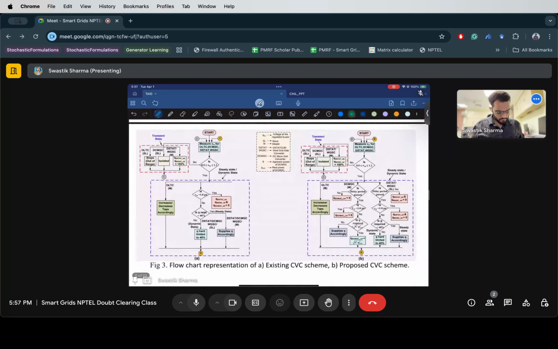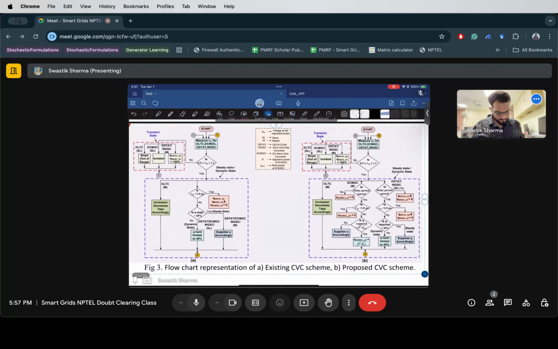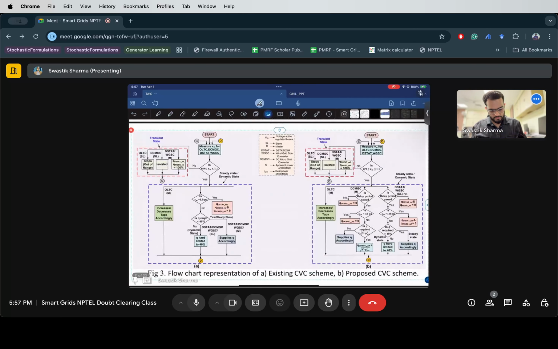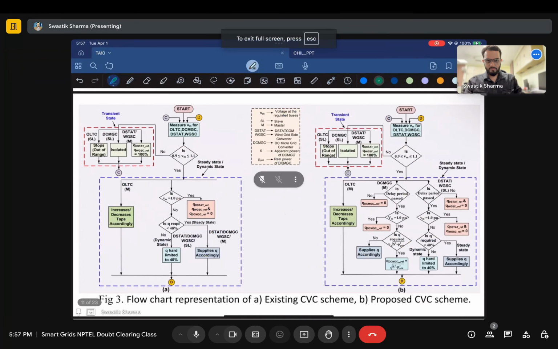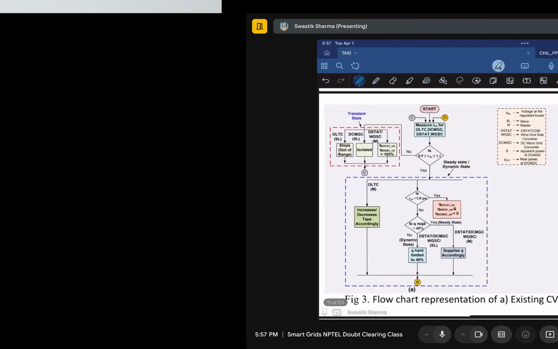So let's go through it once. I've magnified it. I don't know how much it is visible, but I hope it's enough for people to see. I don't know if it is being recorded.